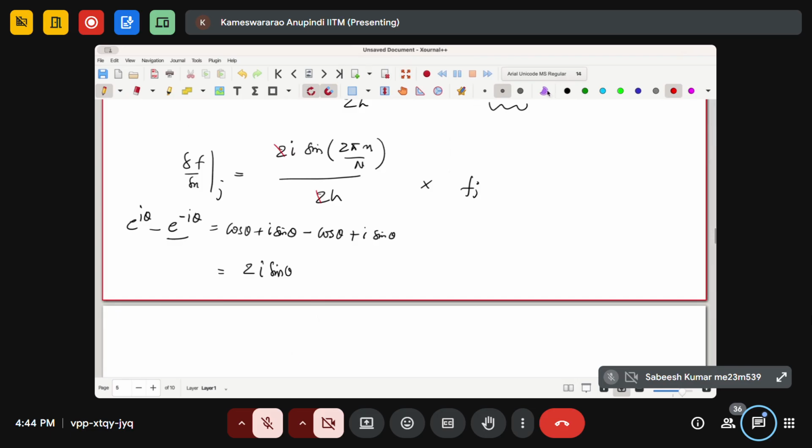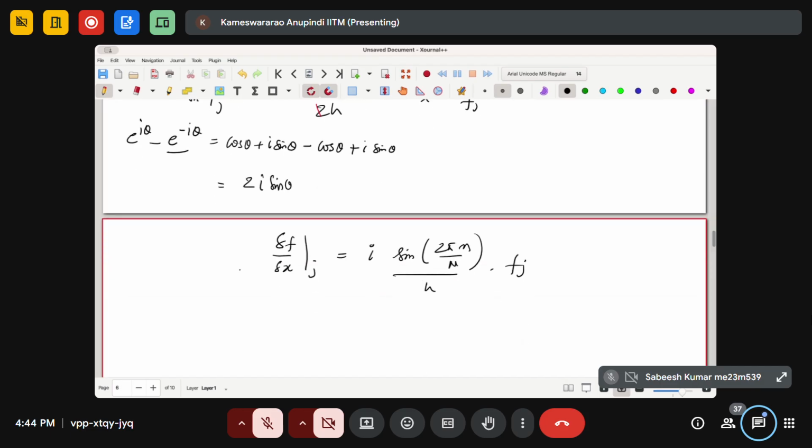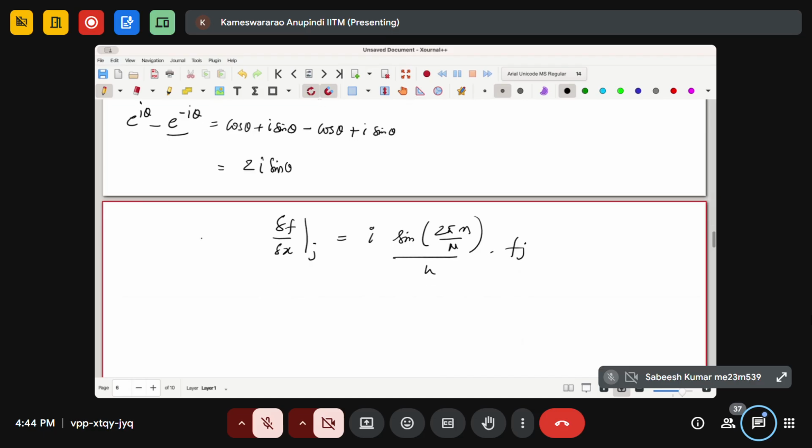So what I get is essentially my numerical derivative using the second order accurate central difference scheme for the first derivative: delta f by delta xj equals i times sine of 2 pi little n by capital N divided by h, times fj, right? So this is what I got for my numerical derivative.